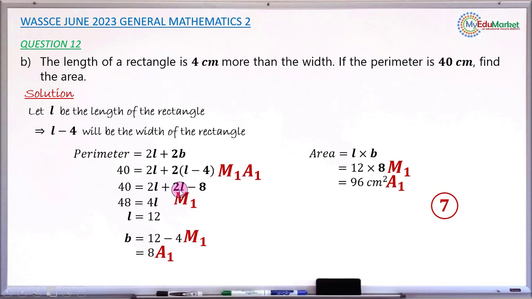Trying to solve this up to this level, attempting to get the L, you now have this method 1 mark. And when you now substitute your L to get B, you have this method 1 mark. And when you now have the width of the rectangle as 8, exactly, you have this accuracy 1 mark. And substituting in the formula the L and the B to find the area, you have this method 1 mark. And when you have the area exactly 96 centimeters square, you have this accuracy 1 mark. So in total, this question 12b has 7 marks.